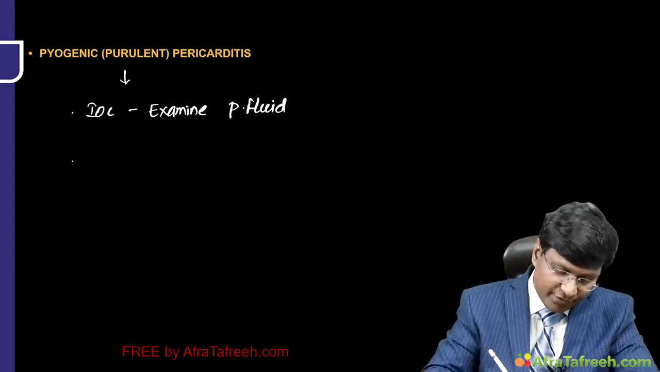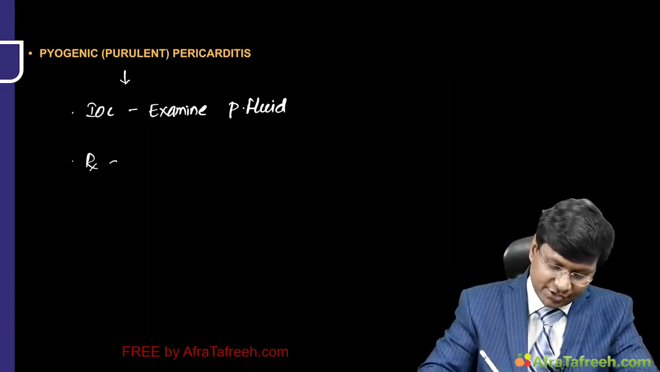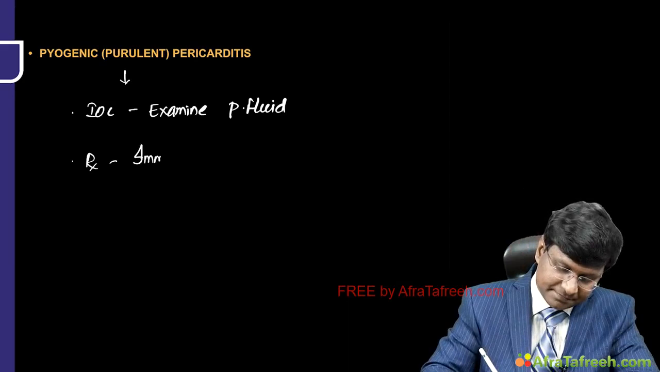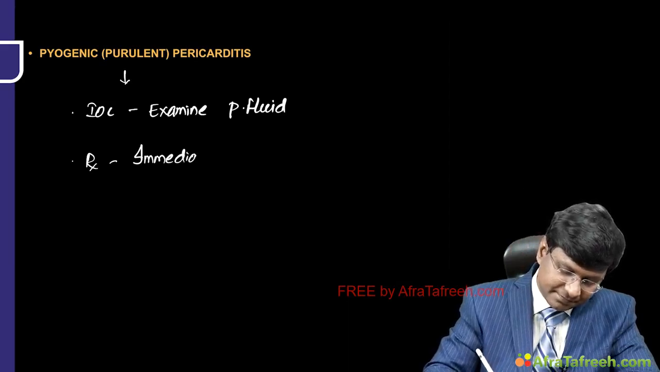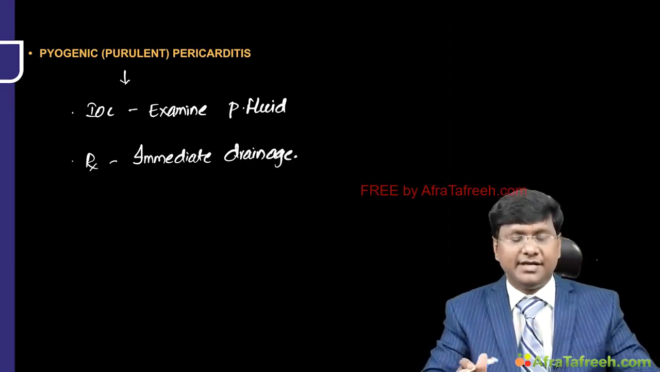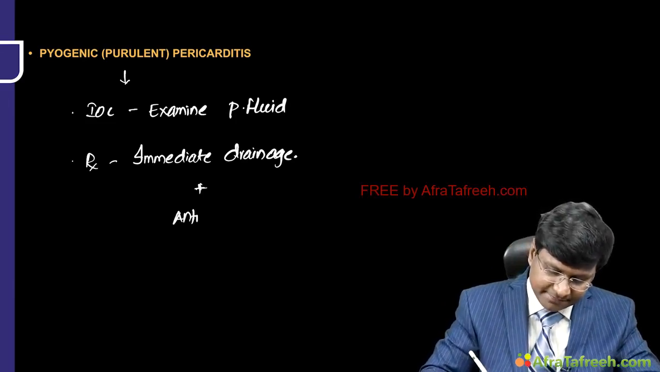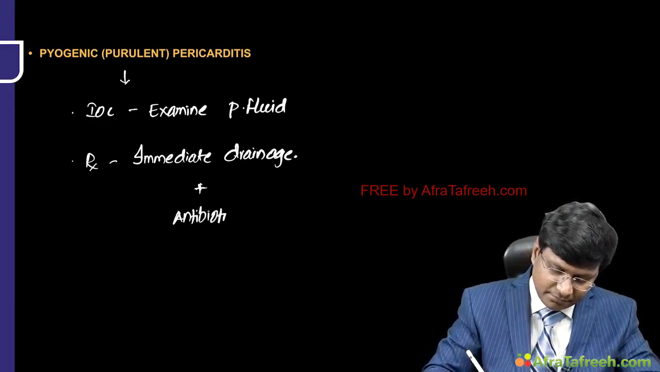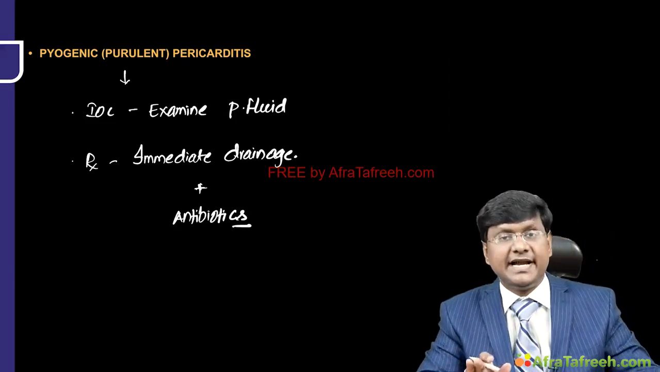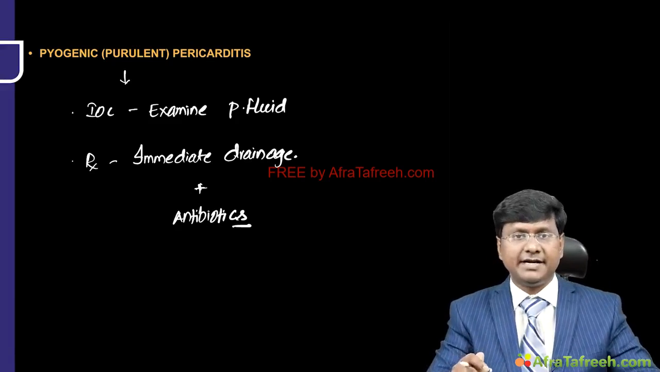And how do you treat these patients? These patients require immediate drainage, and along with that, vigorous antibiotic treatment should be given. So this is for your pyogenic or purulent pericarditis.